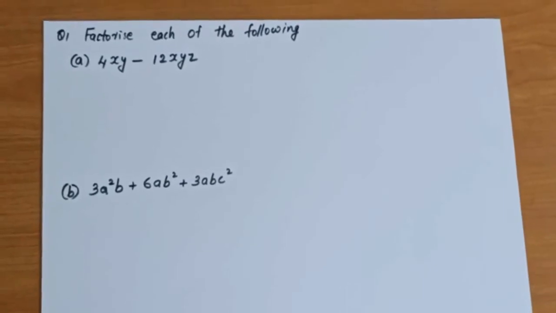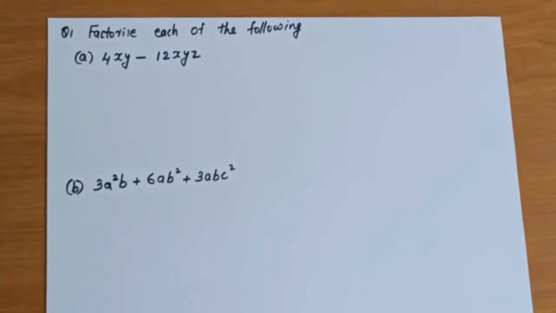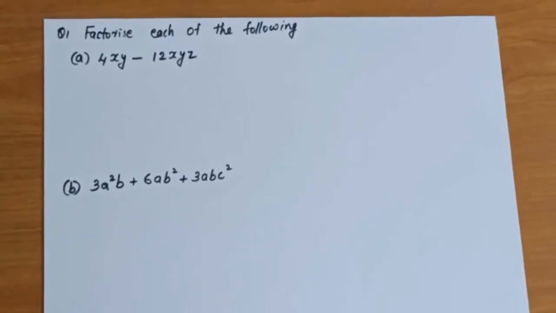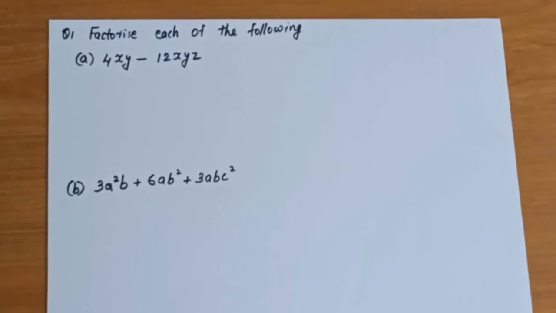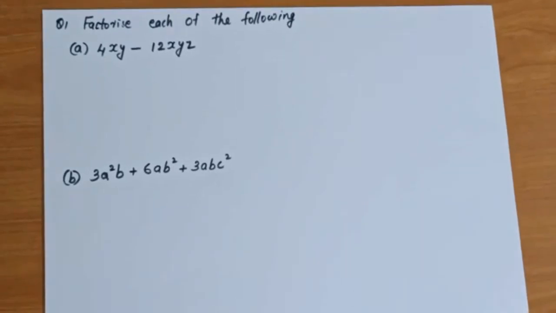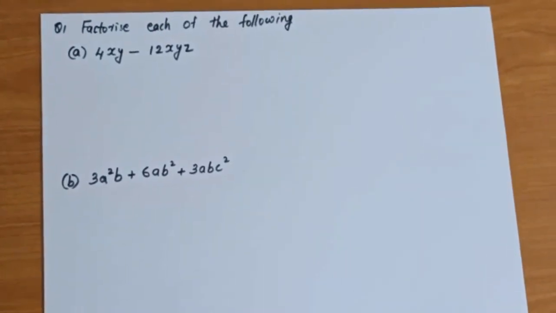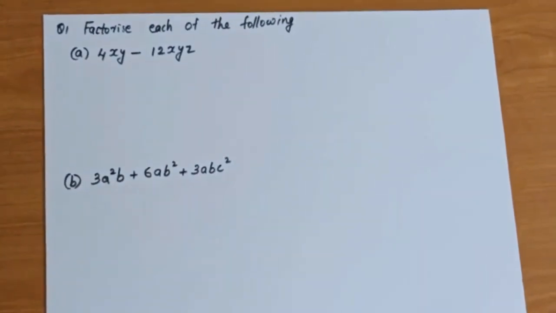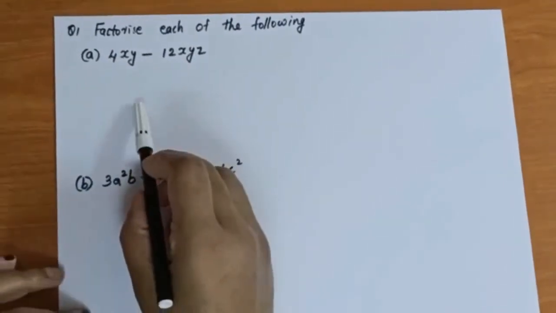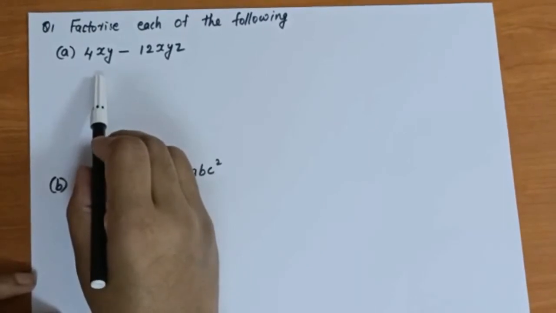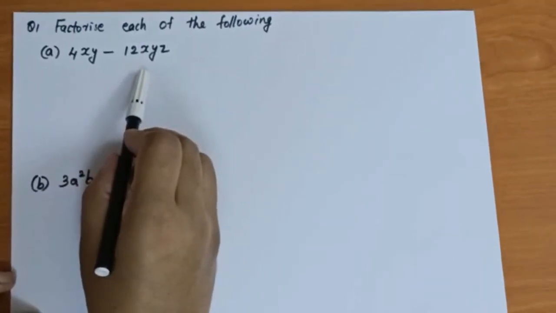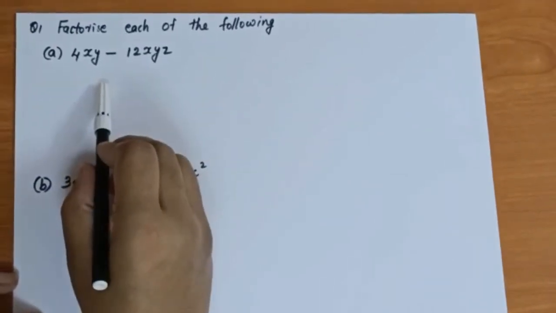Today I am going to explain about factorization. What is factorization? Factorization is the process of writing an algebraic expression as a product of two or more other algebraic expressions. So here we have a question: factorize each of the following: 4xy minus 12xyz. We have to factorize this question.